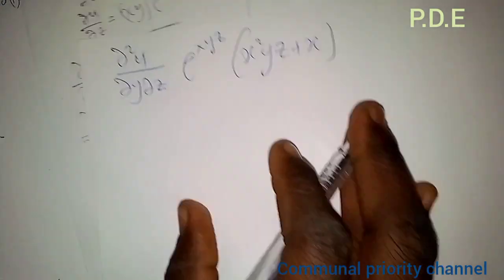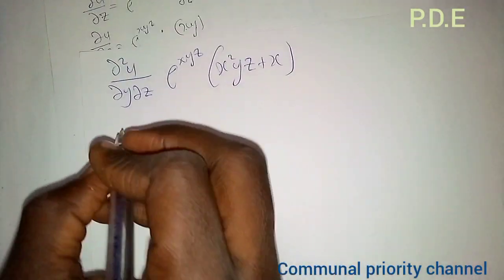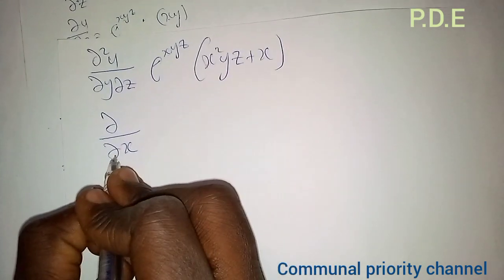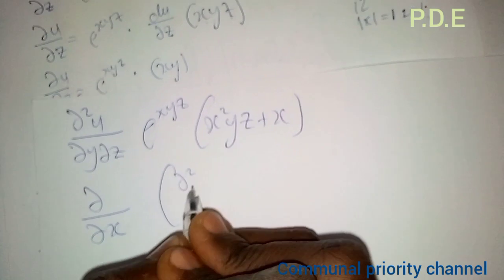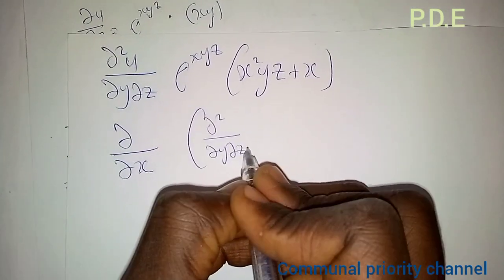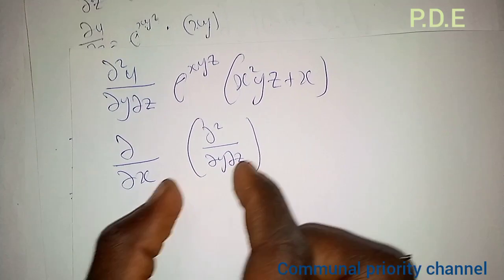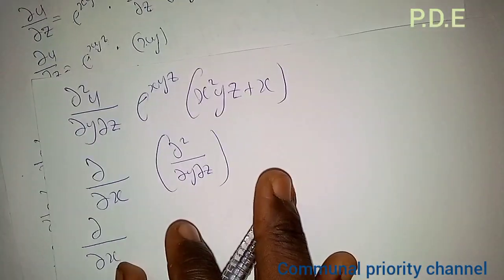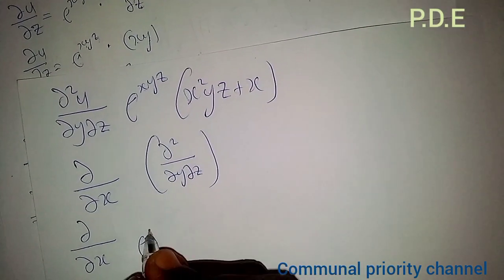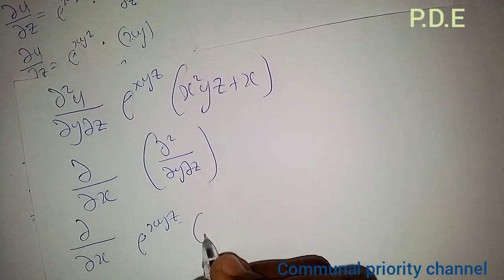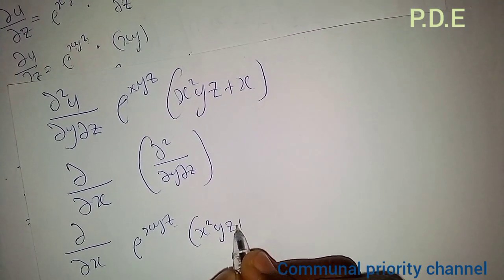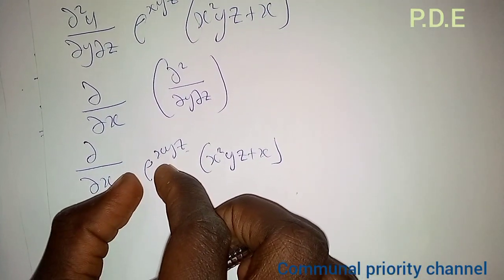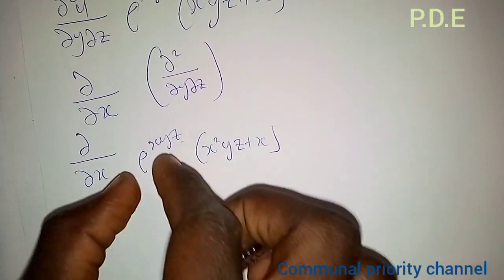Then now we are going to move to the third differentiation, or the cube u, or you can just say del all over del x. Now we are differentiating in respect to x of what? Del square all over del y del z. Now what you have here, you are going to differentiate in respect to x. So therefore this will be del all over del x of, what is our final answer? Our final answer is exponential xyz of what? X square yz plus x. As we did in the previous one, first of all we are going to keep this as it is and differentiate this one. Then next we are going to differentiate this one and keep this as it is.